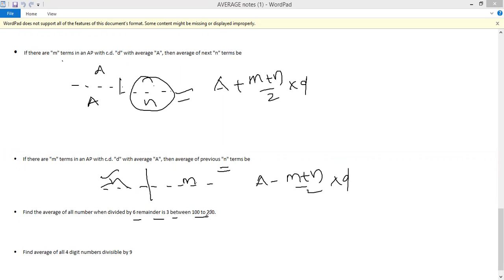Next, find the average of all the numbers between 100 to 200 which when divided by 6 leave remainder 3. Here, divided by 6, remainder is 3. Which number will divide?